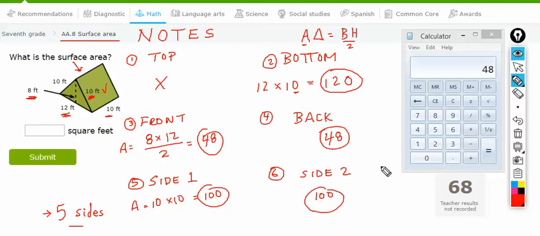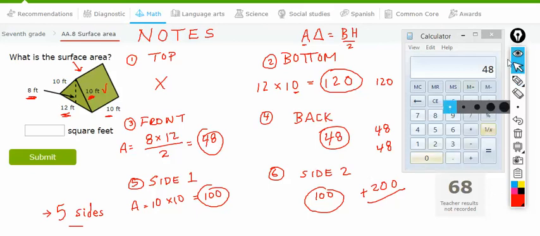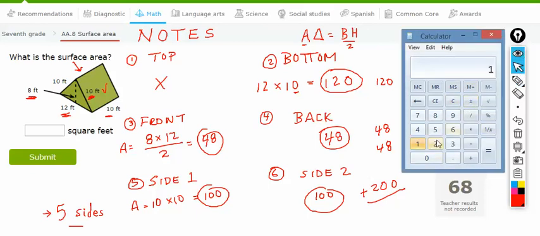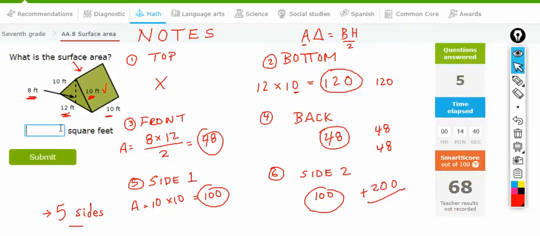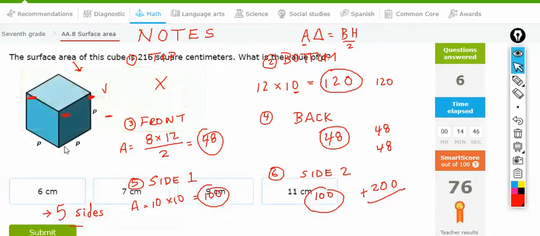Then we add all of this together. Okay, so we got the 120 and the 200, and then there's 48 and 48. And then we add all of that together. So we got 120 plus 48 plus 48 plus 200 equals, looks like 416 feet squared. Cool.